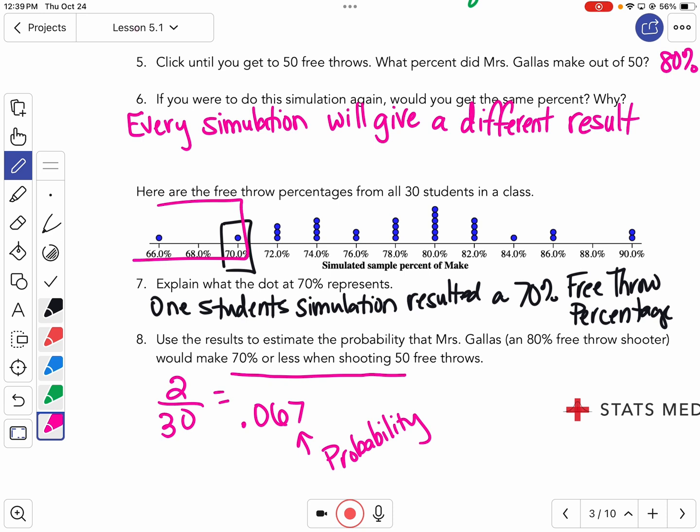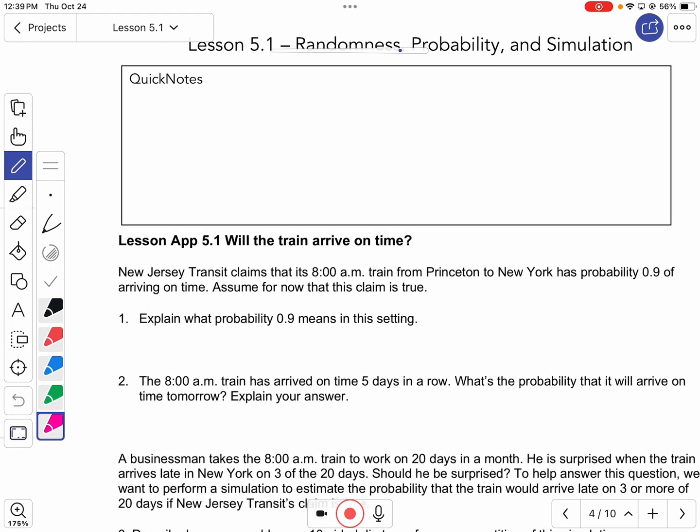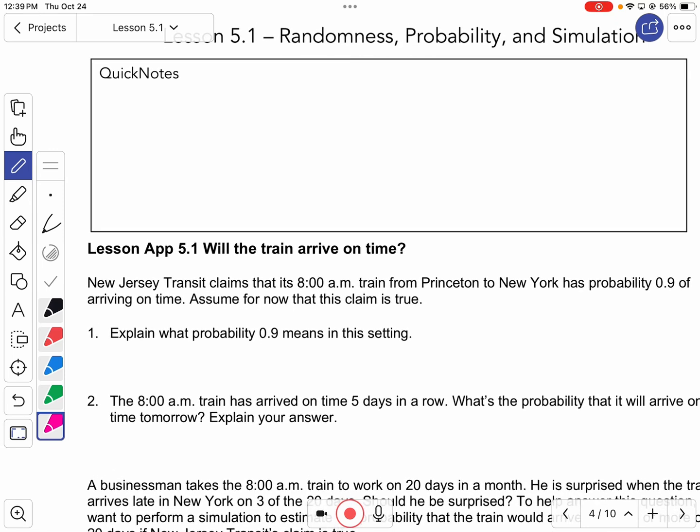Okay, so let's just look at a couple of examples. We're not going to do a bunch, and I'm going to let y'all loose. All right, so flip it over to the back. All right, so randomness, probability, and simulation.